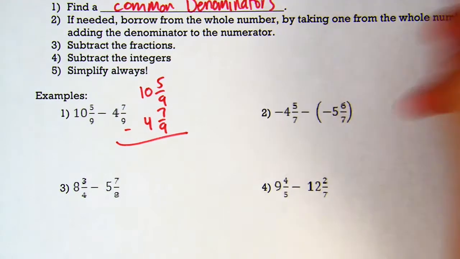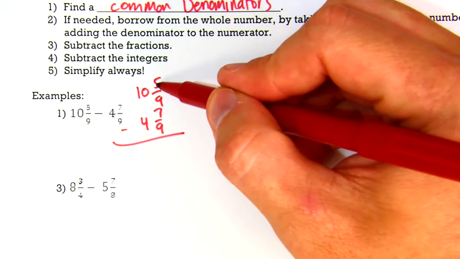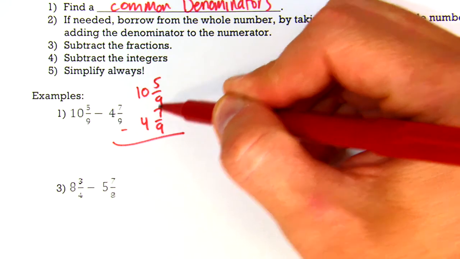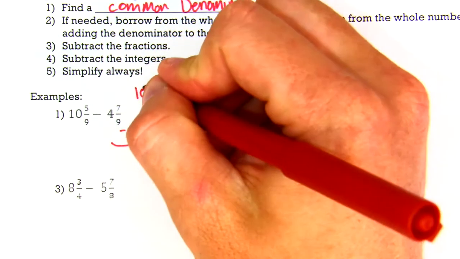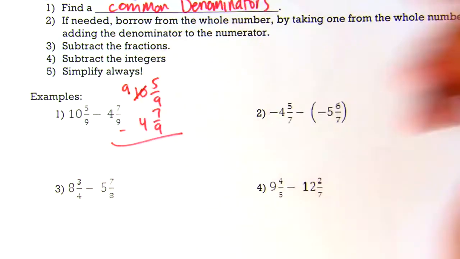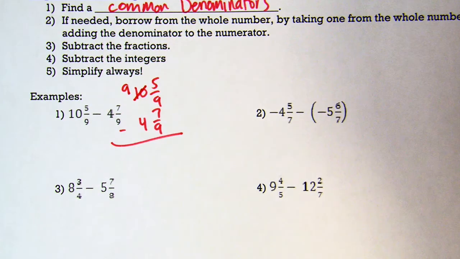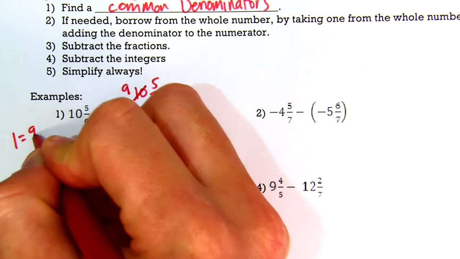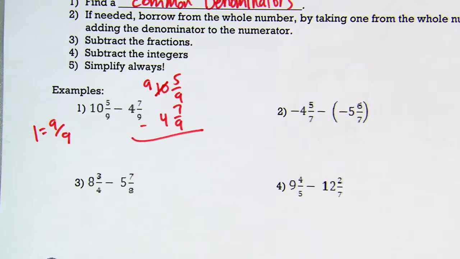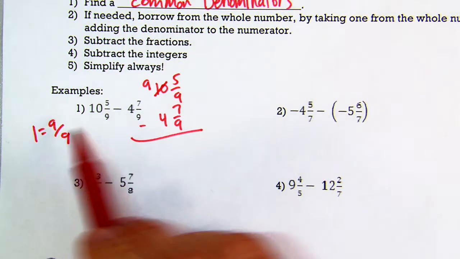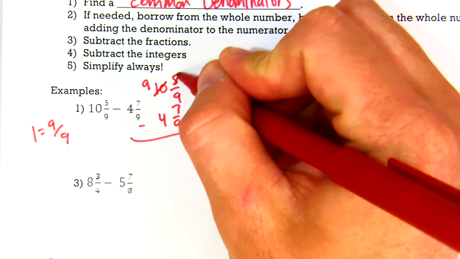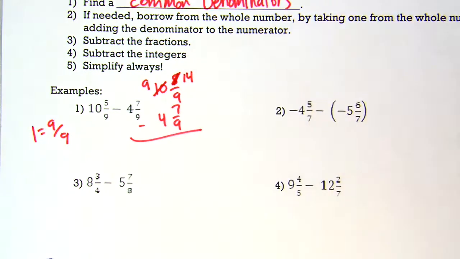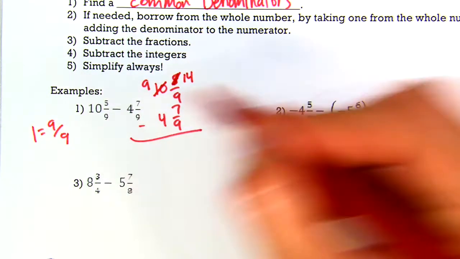Okay. One thing I do notice here is that I cannot subtract 5 from 7. So now it's here where I need to actually borrow from my whole number. So my 10 is going to become a 9. That 1 that I just took from the whole number is actually equal to 9/9. So I'm taking that 9/9 and I'm adding it to that 5/9. So it now turns into 14/9. That's 5 plus 9.